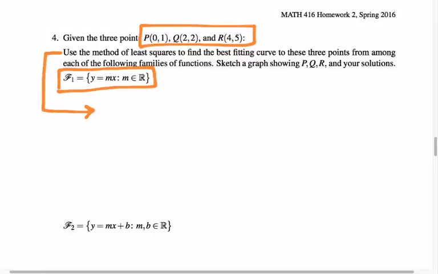So formally speaking, what is the method of least squares? The method of least squares is to find a function, let's call it f, from within our family of functions, whatever that family happens to be. In this case, that family we're calling f1. It's the set of all linear equations passing through the origin, y equals mx.